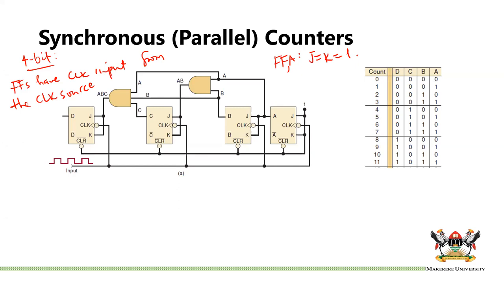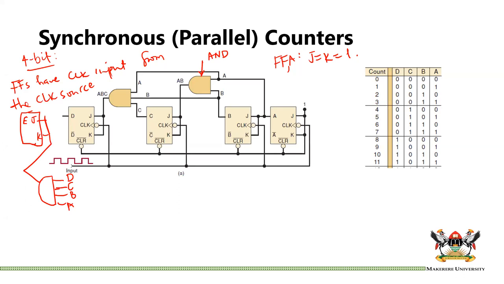All of the flip-flops don't have J equals K equals 1 as we saw in the previous case. For B, the output of A is fed into both J and K. When we come to C, A is combined with B through an AND gate, and that output is fed into both J and K. For D, A, B, and C are combined through an AND gate, and that output is fed into both J and K. That means if we had another flip-flop like E, what would feed into J and K is an AND output that includes A, B, C, and D. So it just keeps developing like that.